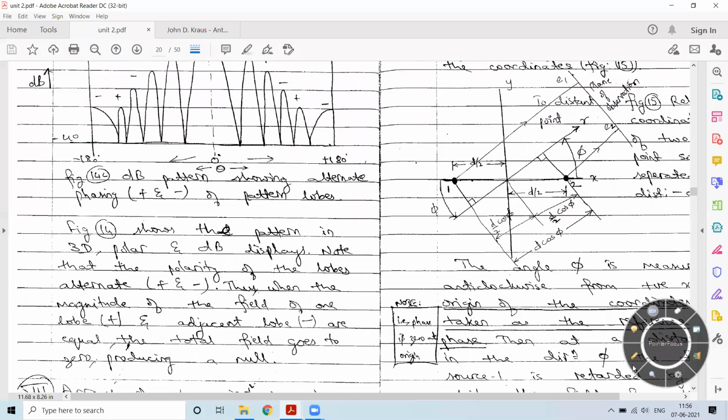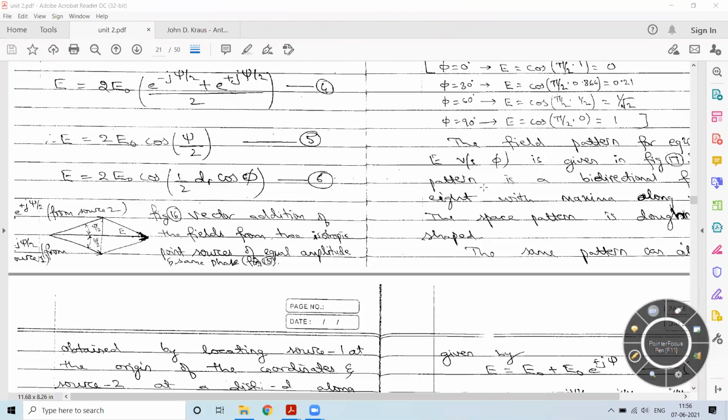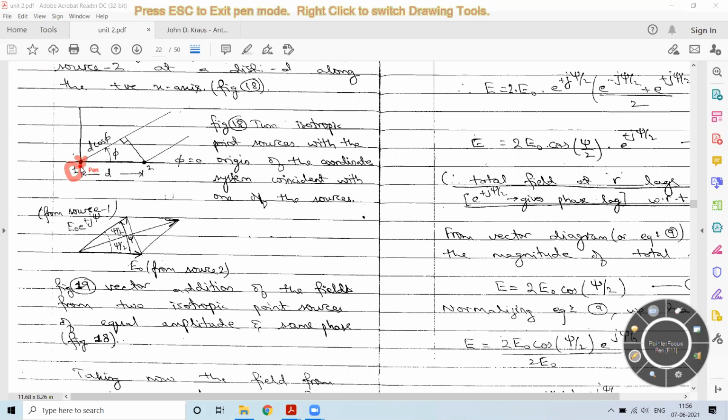Now for the same condition, I considered the reference point here and estimated the total field at this point. Whether I'll get the same field when I change the reference point, you can cross verify. I'll leave it as an exercise for you. Consider that this is the reference point, that is, the reference point is at source 1, and try to identify the field at this point. Here again, the distance between the two is the same d, and source 1 and source 2 are the two isotropic point sources, both having the same amplitude and same phase.